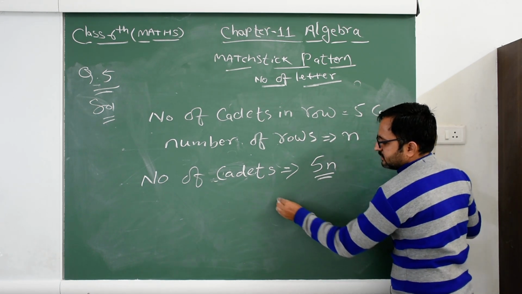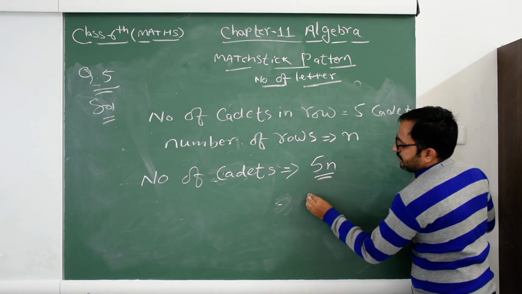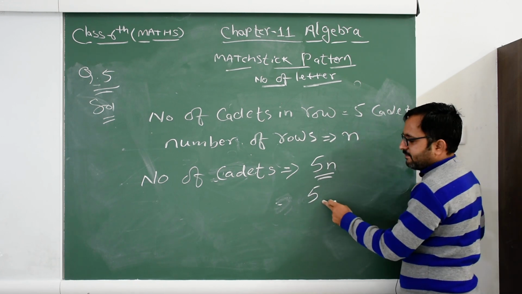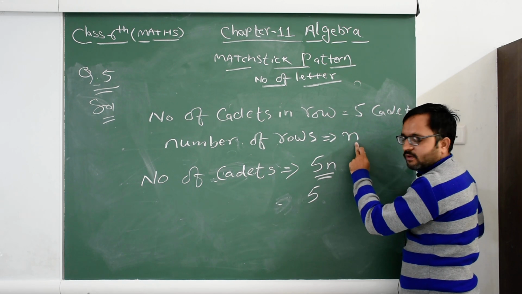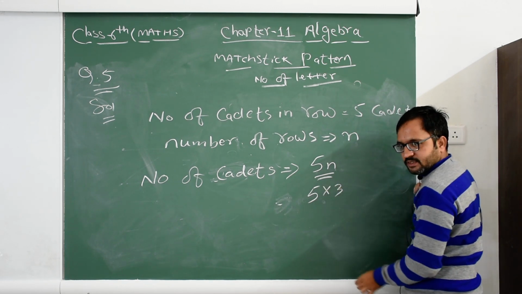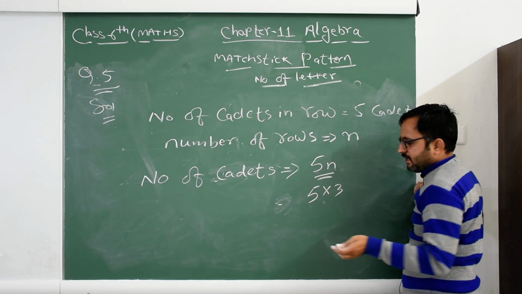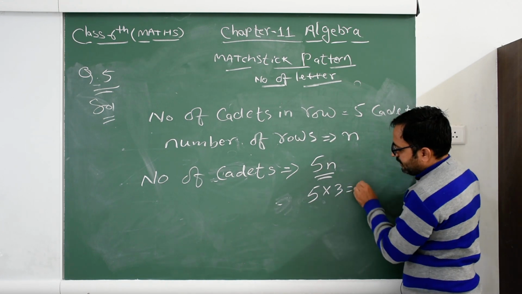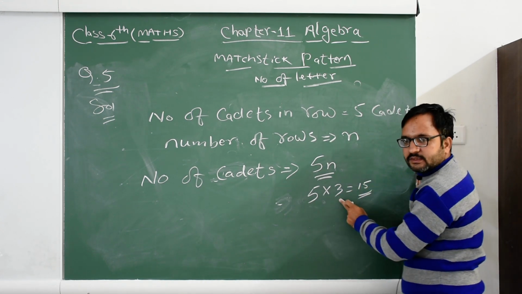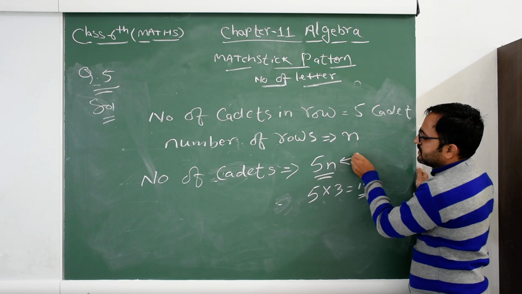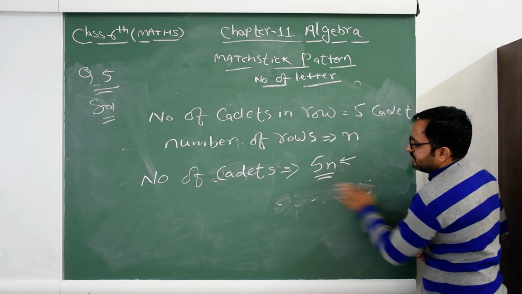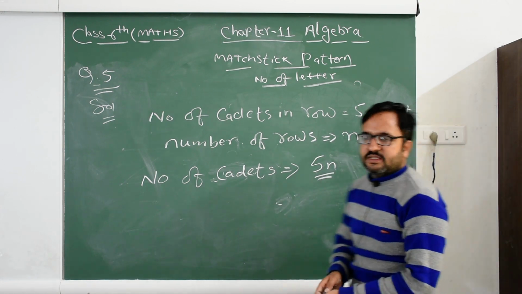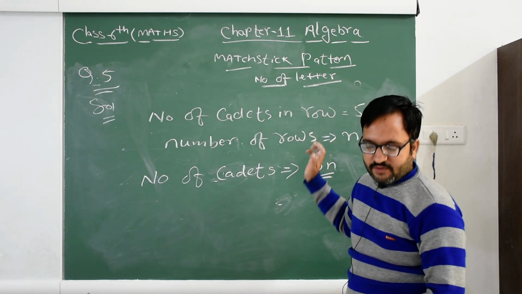Suppose you have 5 cadets in a single row, how many rows? n shows the number of rows. If you have 3 rows, how many cadets in 3 rows? 5 into 3, 15 cadets in 3 rows. So n shows the number of rows, and the rule will be 5n. So this is the solution of question number 5.